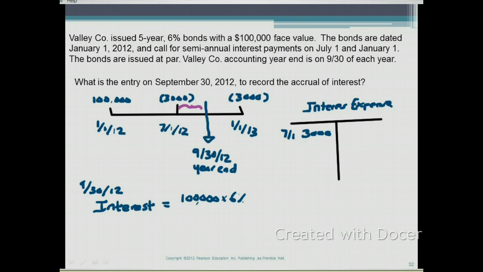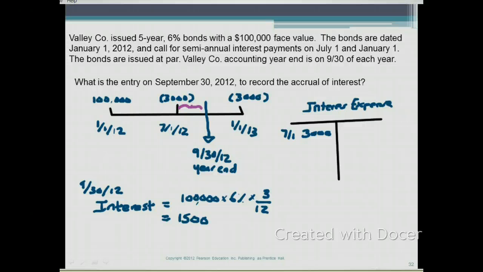That gives you an annual interest rate, but we are only calculating interest for 3 months now. So from July 1st to September 30th, that is 3 months. To calculate how much interest is for 3 months, we divide this annual interest by 12, multiply it by 3. That gives us $1,500 of interest for the 3 months.